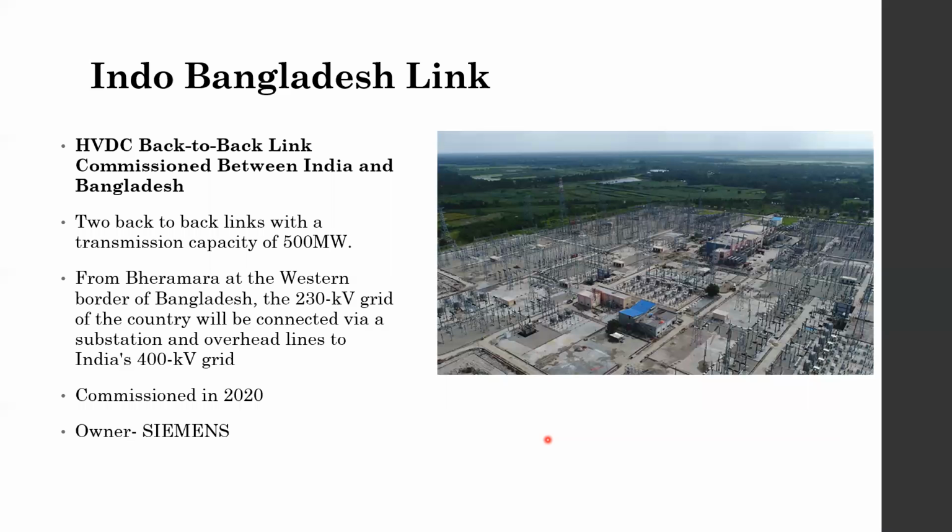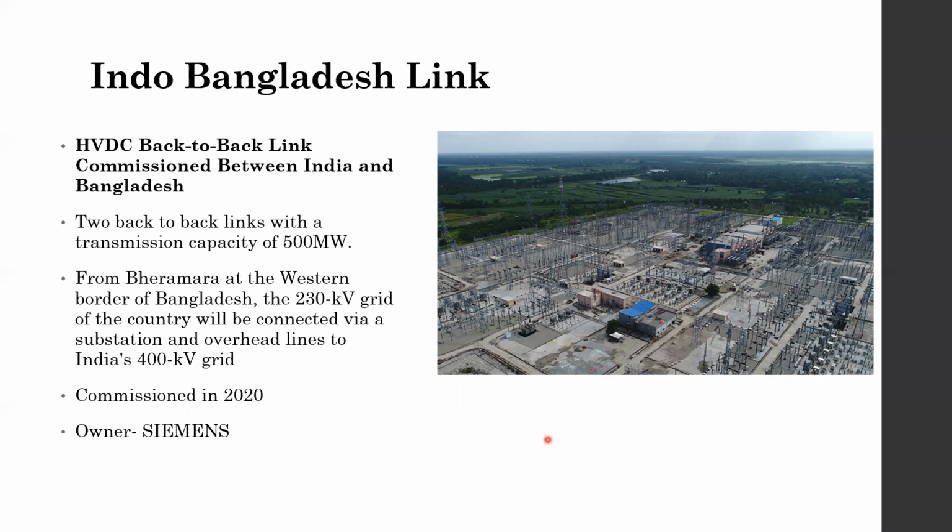Next, we are going to see the Indo-Bangladesh link, an HVDC back-to-back link commissioned between India and Bangladesh. This Indo-Bangladesh link was commissioned by Siemens. Here, two back-to-back links are installed. Block 1 has been in operation since 2013 with a capacity of 500 megawatts.